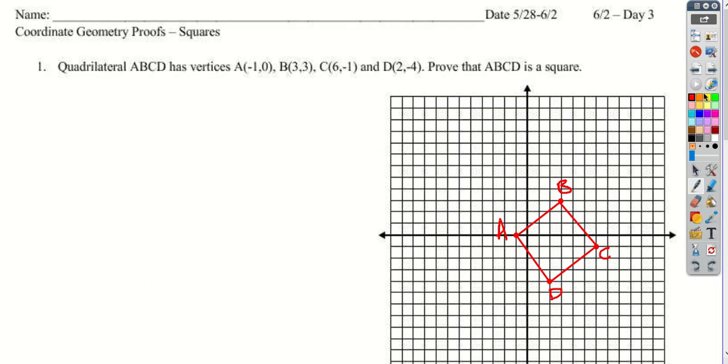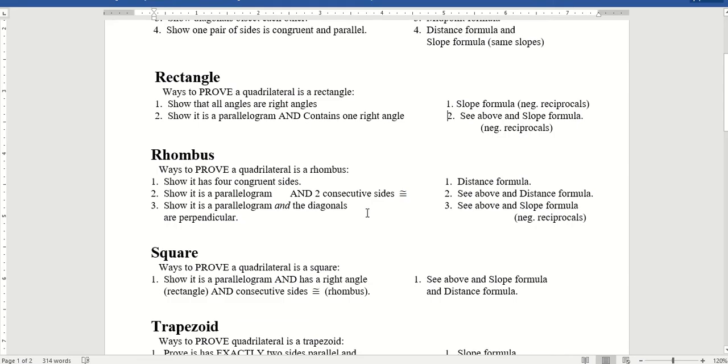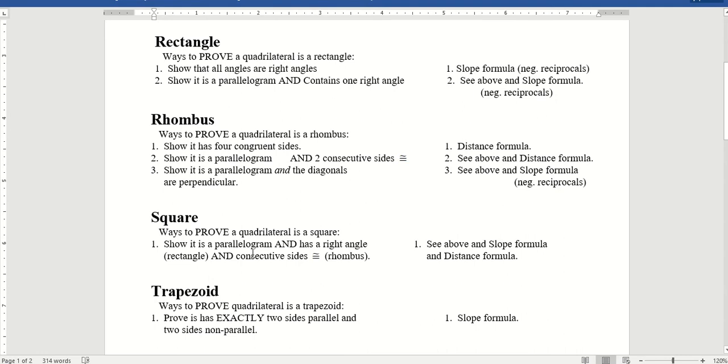Welcome back to Tuesday, taking a look at coordinate geometry with squares. With squares, we actually have to do two shapes: both a rhombus and a rectangle. Our job is either to show that all the sides are equal using the distance, and then two consecutive sides have opposite reciprocal slopes, or we can show that it is a rectangle first by using the slopes to get right angles, and then show it's a rhombus by showing two consecutive sides congruent.